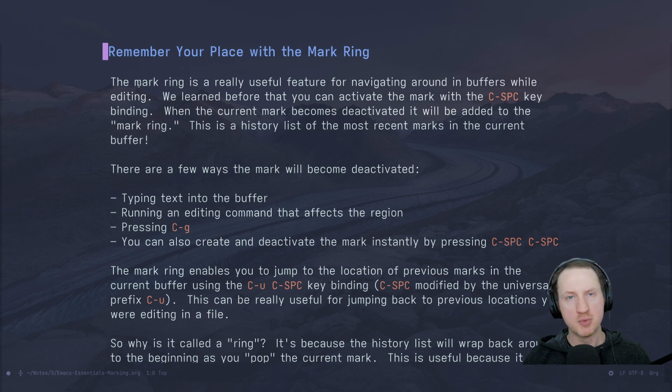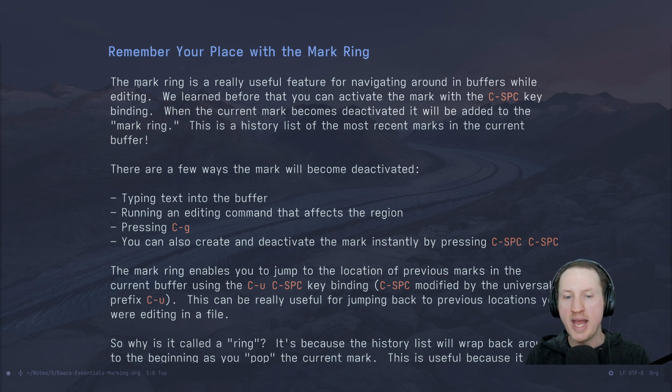So this is where the concept of active versus deactivated marks comes into play. When you have an active mark, any movement key that you use after that will be used to create a region. However, if you do something to deactivate that mark, then it will be added to the mark ring. And that basically is a history list of all the most recent marks in the current buffer.